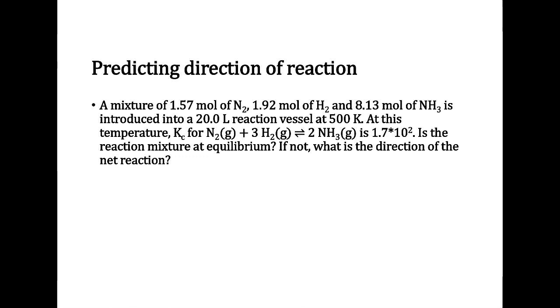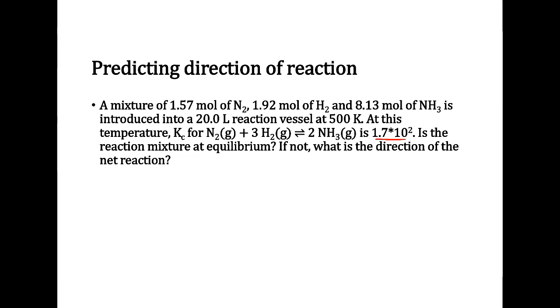Let's go ahead and do a few examples. So we have a mixture of 1.57 moles of N2, 1.92 moles of H2, and 8.13 moles of NH3. This mixture is introduced into a 20-liter reaction vessel at 500 K. What we know is that the equilibrium constant at this temperature is 1.7 times 10 to the second. So we need to find out whether this reaction is at equilibrium or not.